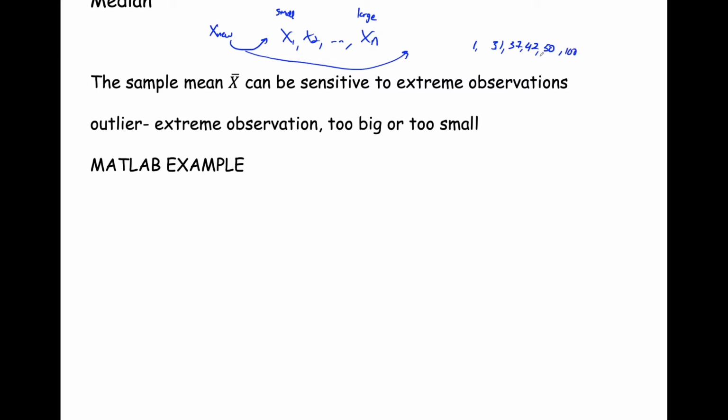Now, of course, whenever you calculate the sample mean, you might get one value for x bar for the original data. But if you add another number and recalculate your sample mean, and that new number is an outlier, the mean is going to change by a very, very large amount. So let's look at a MATLAB example. We'll switch to MATLAB. I'll meet you in MATLAB.